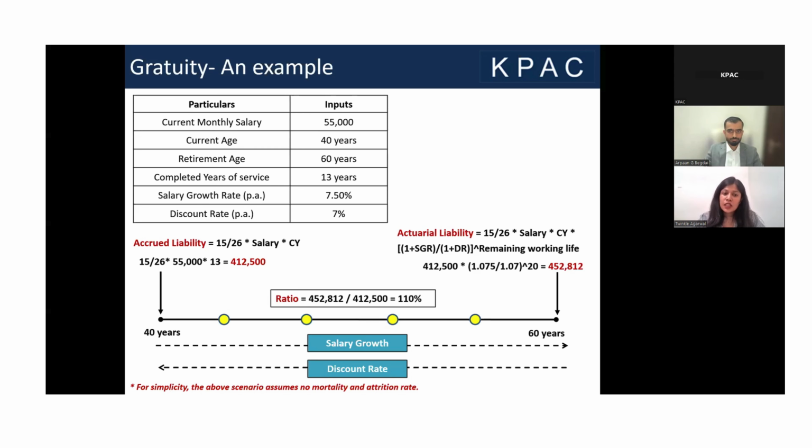Again, for simplicity, we have not included any mortality or attrition rate assumptions in this scenario, but the same play a crucial role in calculating the liability figures, and accordingly, the ratio or the relationship between the actuarial and accrued liability can vary due to different other reasons as well.